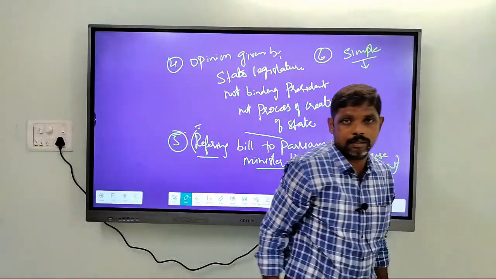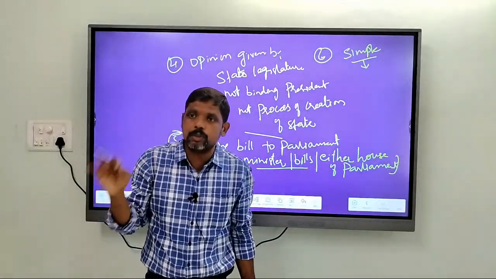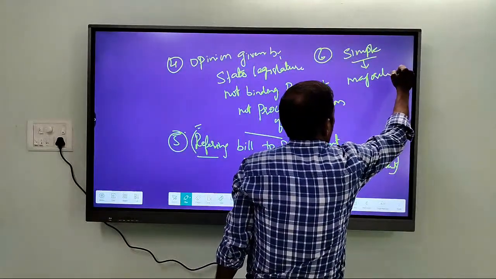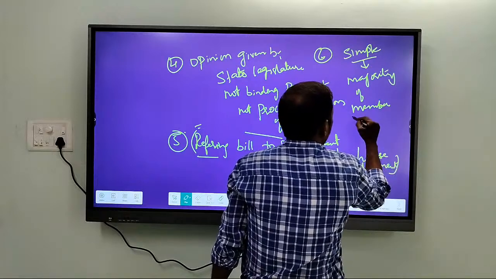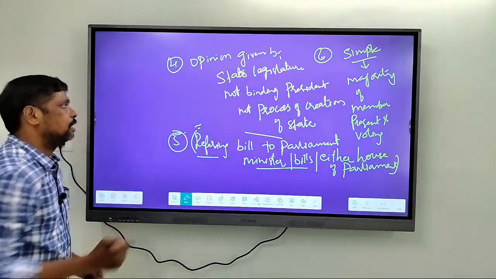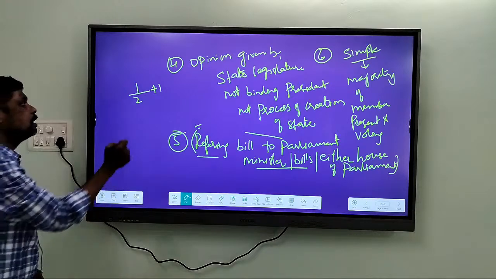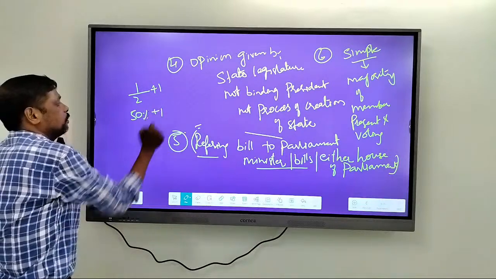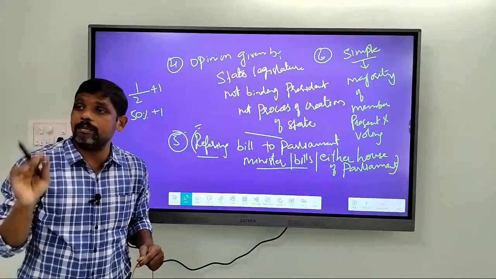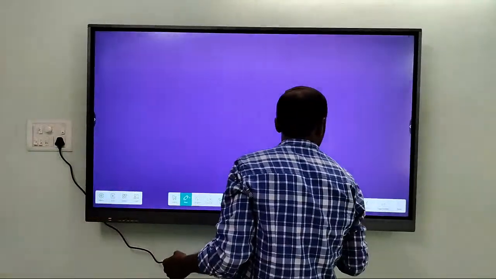What do you mean by simple majority? A majority of members present and voting. When you are writing answers in the exam, you should use these kinds of words: a majority of the members present and voting. That means one more than half of the existing members, that is 50% plus 1. Now, what is the minimum strength required to start the business of the house, which we call quorum?